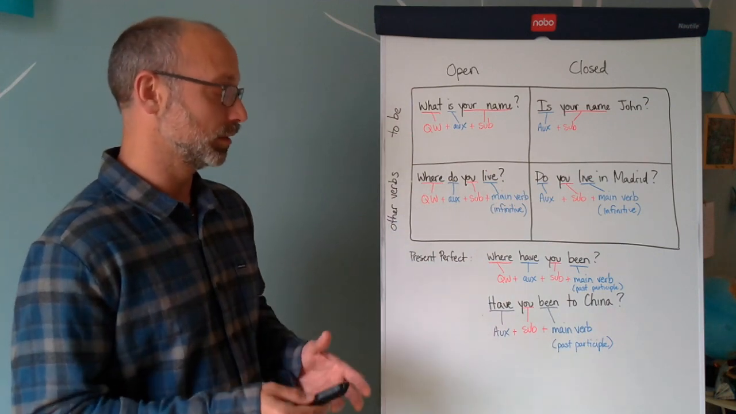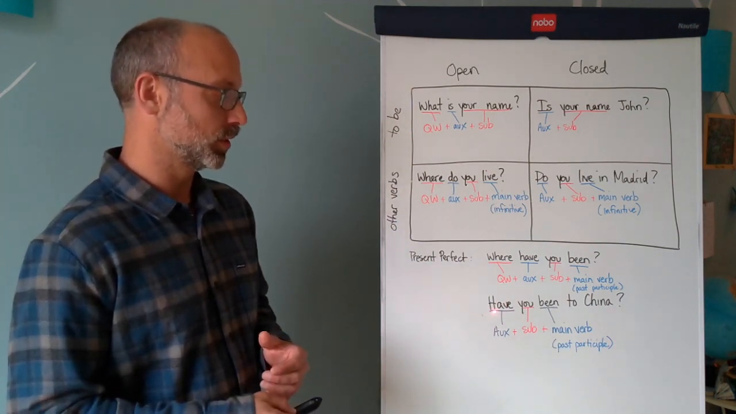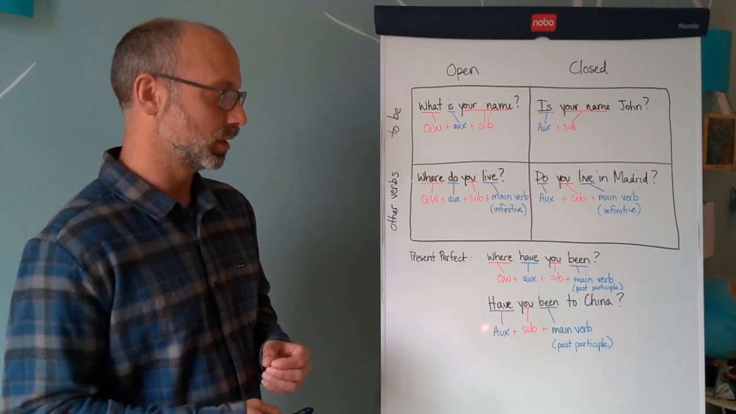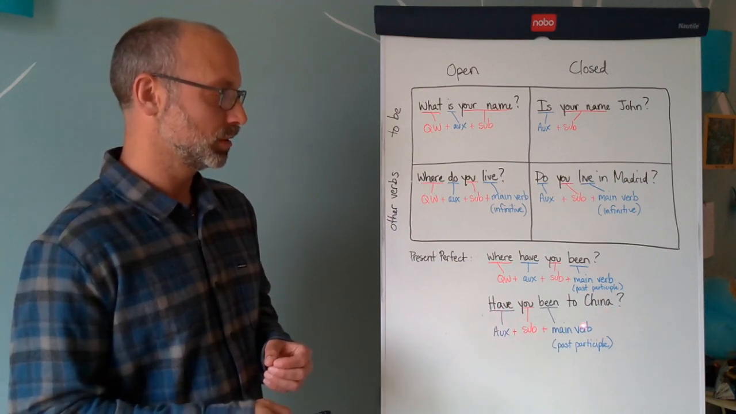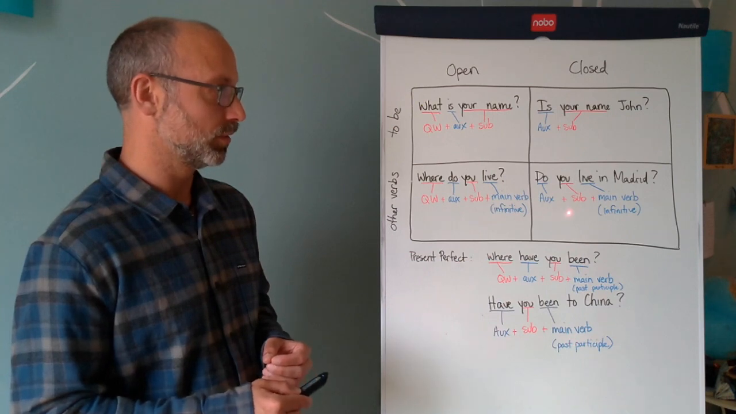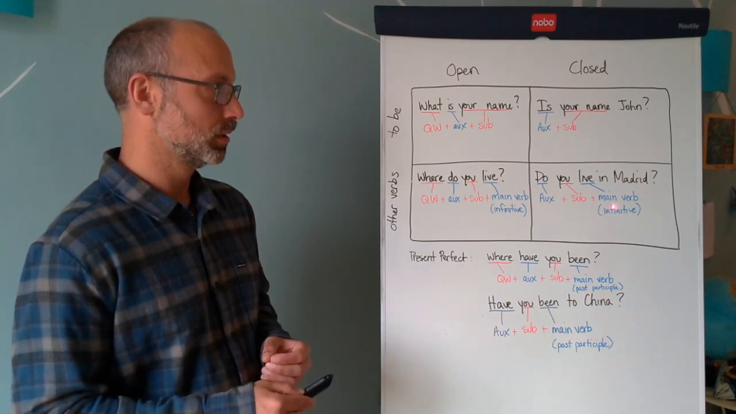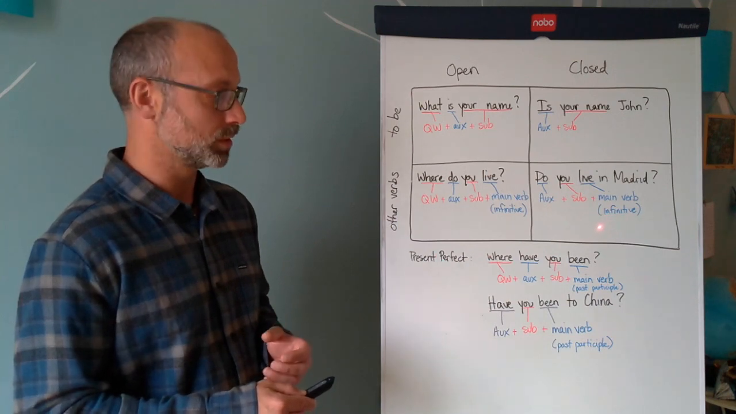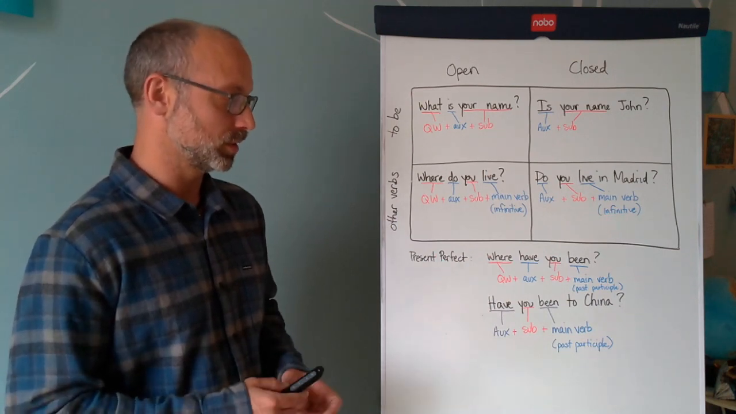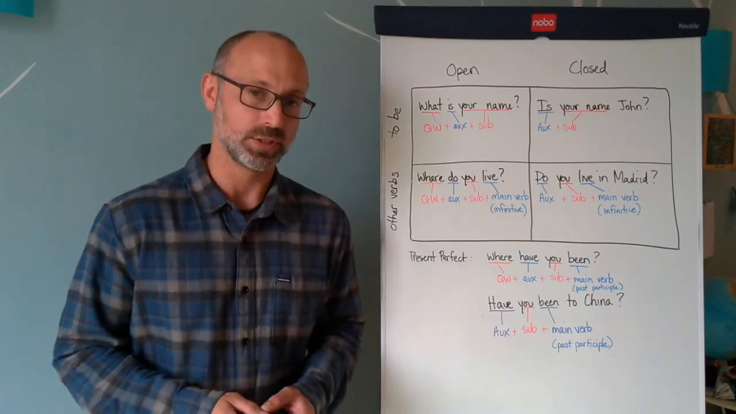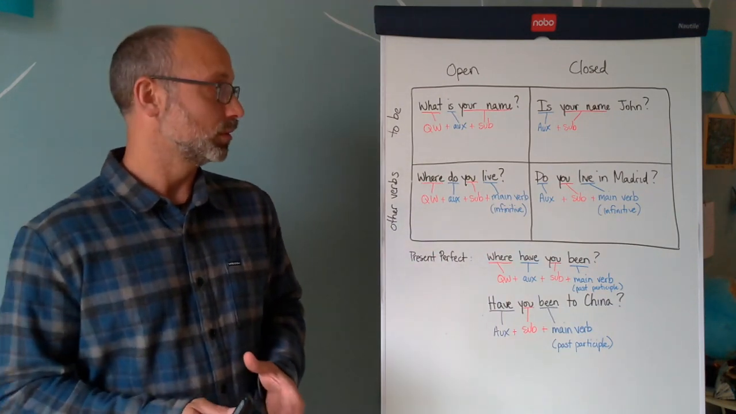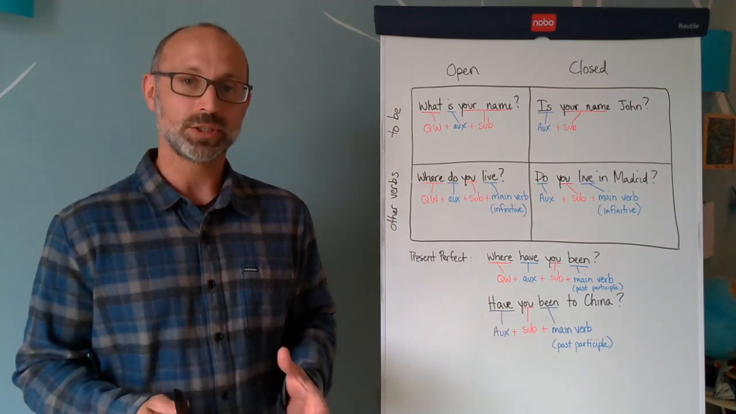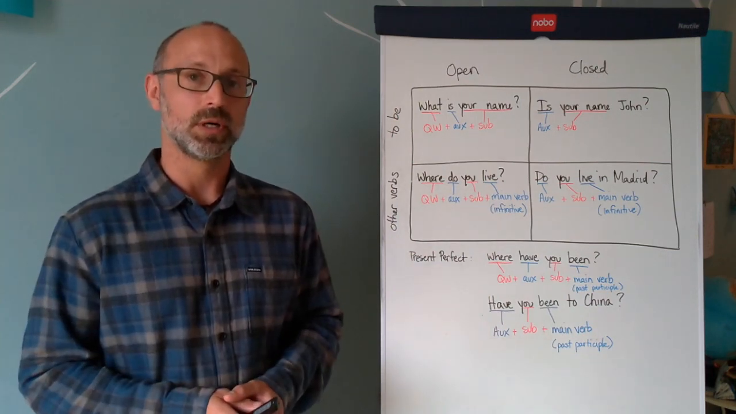If we take a look at a closed question in the present perfect, we'll see the same. Have you been to China? Auxiliary verb, subject, main verb. Just like we have here. The only difference is here we have the infinitive, since we're talking about the present simple, and here we have the past participle, since we're speaking about the present perfect. So I hope this has helped to clarify basic question grammar.